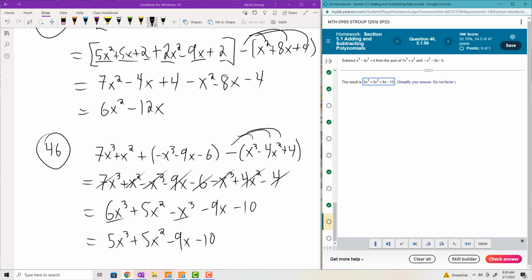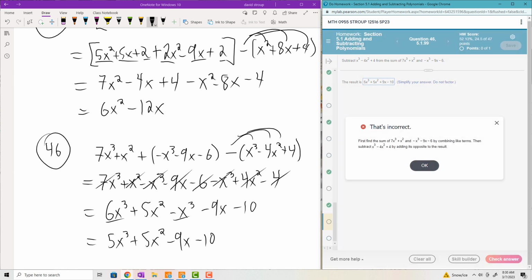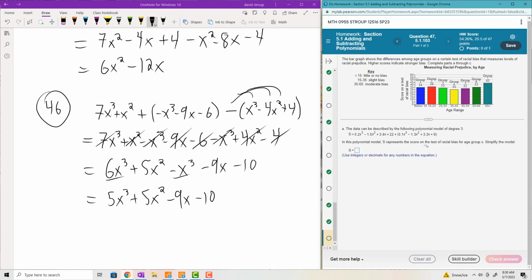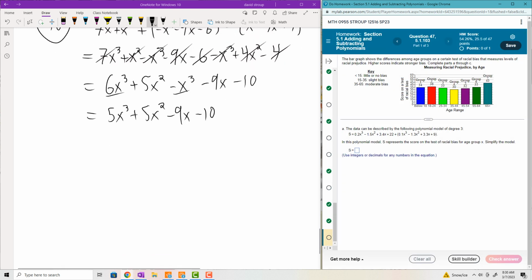What a mess. All right, there it is. Oh, that's incorrect. Well, how many mistakes did I do this time? There should be a minus there, so there's one mistake. Oh, just one mistake. That's awesome.